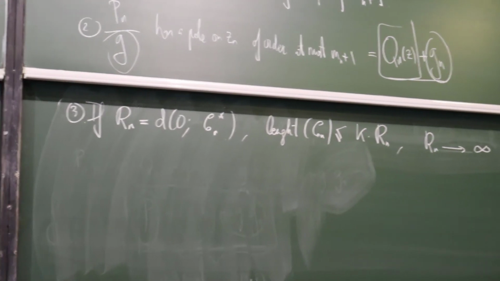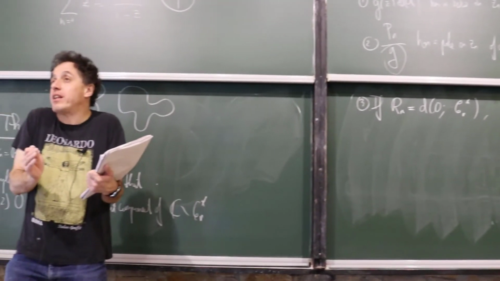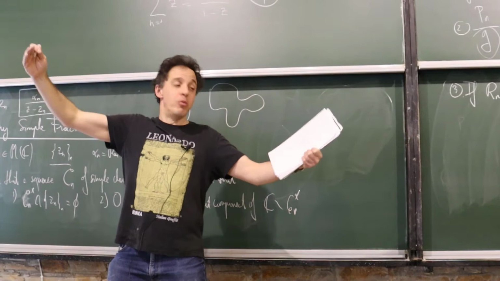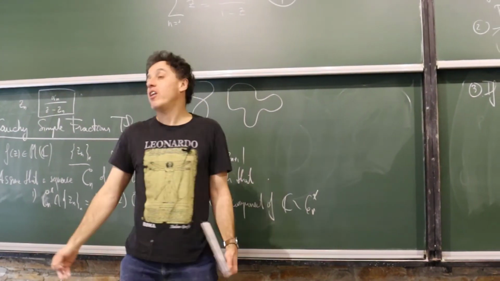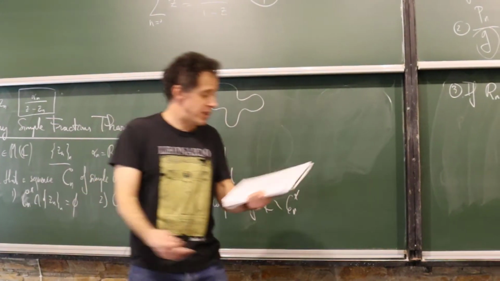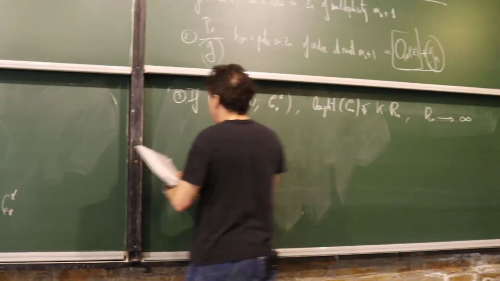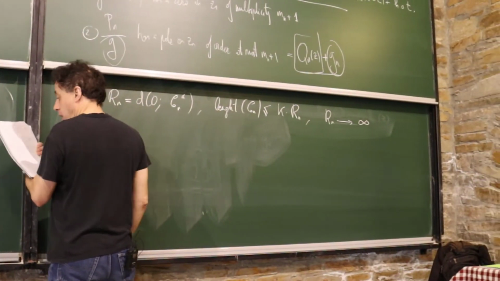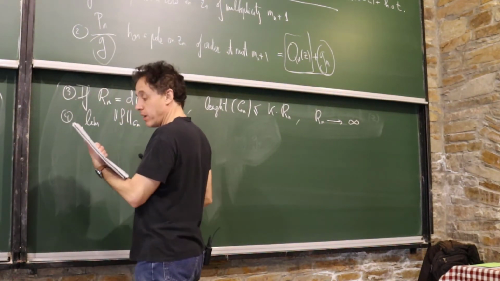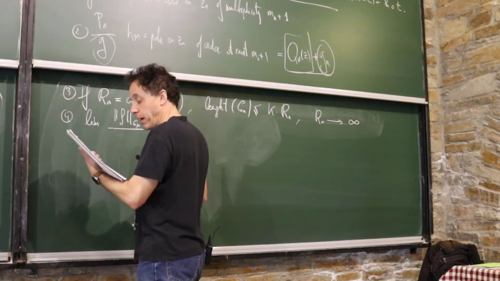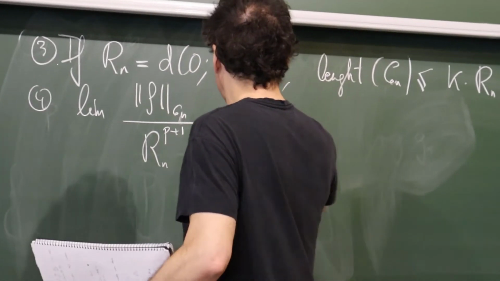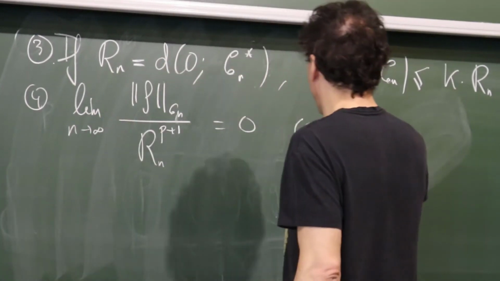This is the usual case when you have some curve C1, and the rest of the curves are homothetic. You are making homotheties of this curve, so the lengths increase linearly in this case, so you have this condition. This is one of the simple cases. And finally, the limit of the maximum of f on your curve Cn divided by Rn to the p plus 1 is 0, for certain p natural.